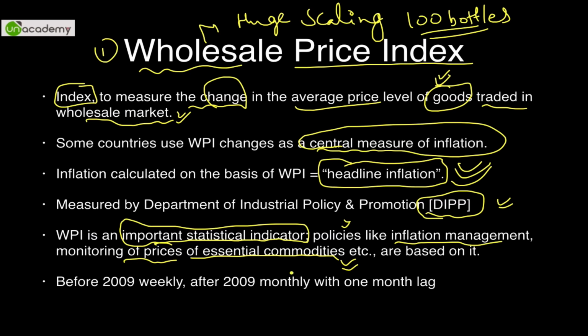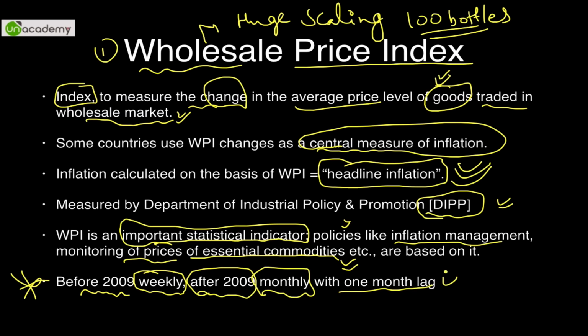Is that understood? And this is again a very critical point. So all these are very critical points. Before 2009 it was calculated on a weekly basis, but then it was thought it is too much frequency, so after 2009 it is calculated on a monthly basis with 1 month lag. So it means that for April there will be a lag, so we will be calculating actually of the previous month. So there is 1 month lag whenever you calculate WPI.